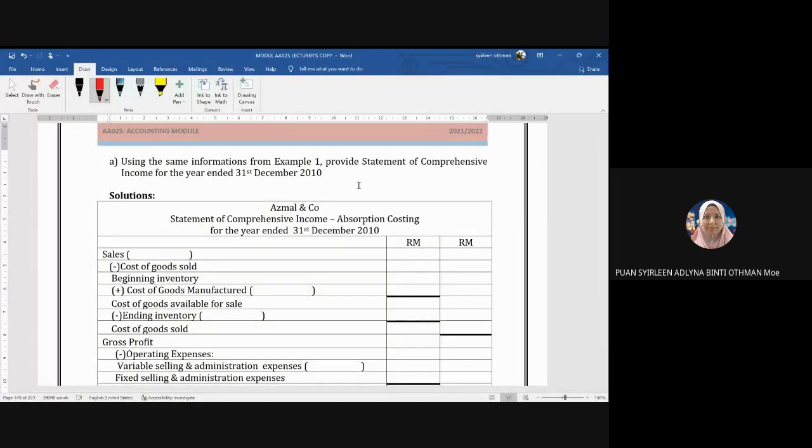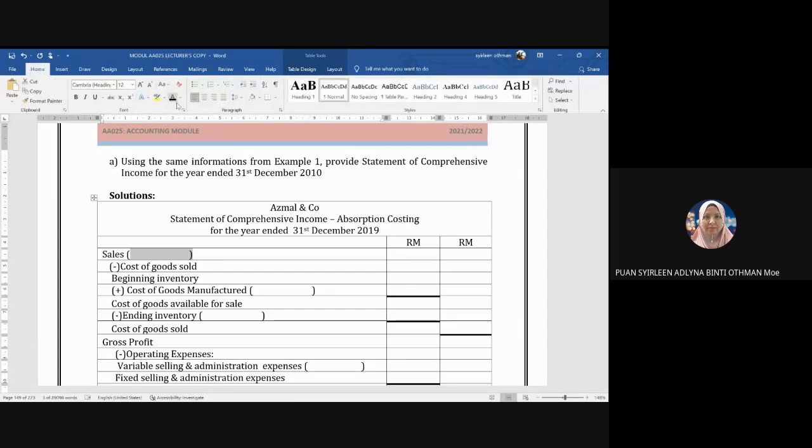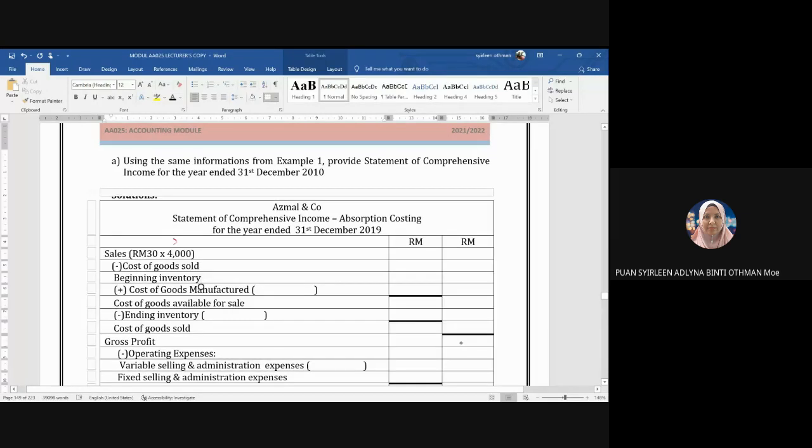Okay, ada typo sikit sebab Azmaliah ni ialah 2019. So this is 2019. Okay, sekarang kita nak buat sales. So I guna balik data daripada example 1 tadi. Okay, sales, harga jualan dalam soalan dia bagi RM30 darab sales unit. This is sales unit, 4,000. Okay. So sales you akan dapat 120,000. Okay, ini untuk sales.